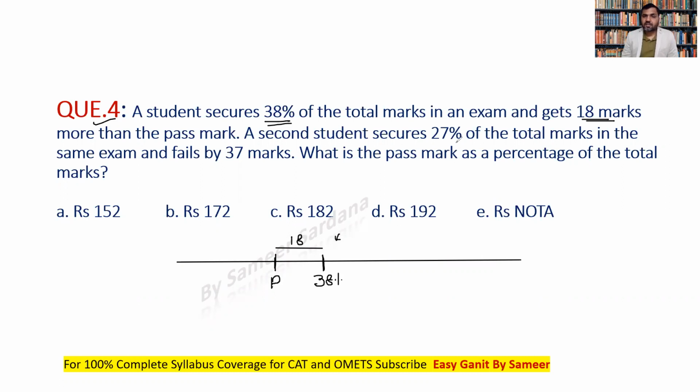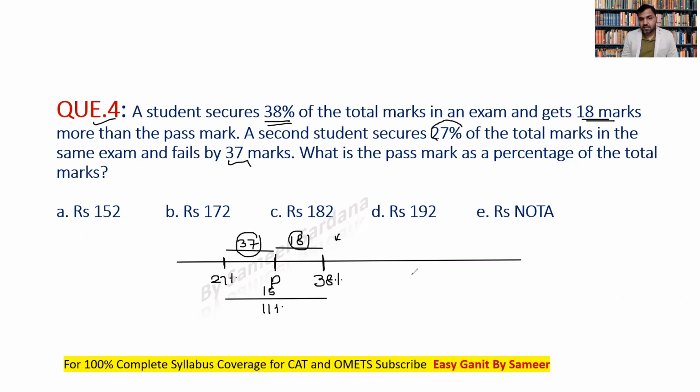Now, a student secured 27% of total marks in the same exam. Somebody who is getting 27% of total marks is failing by 37 marks. Now, this person is failing by 37. So can I say he must be securing less than the passing marks? So the 27% of the total marks, can I say, is 37 less than the passing mark? Can I say that this is 37? Now you see that the total difference between 27 and 38 is equal to what? 27 and 38 are at a difference of 11%. And in terms of marks, this is equal to 55.